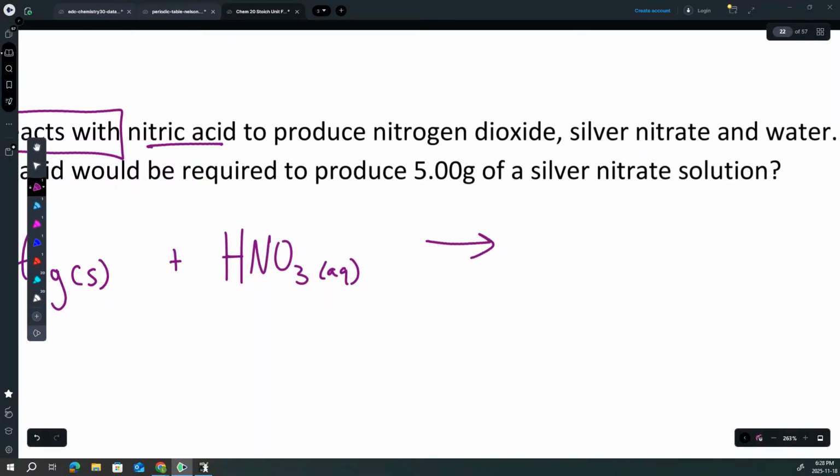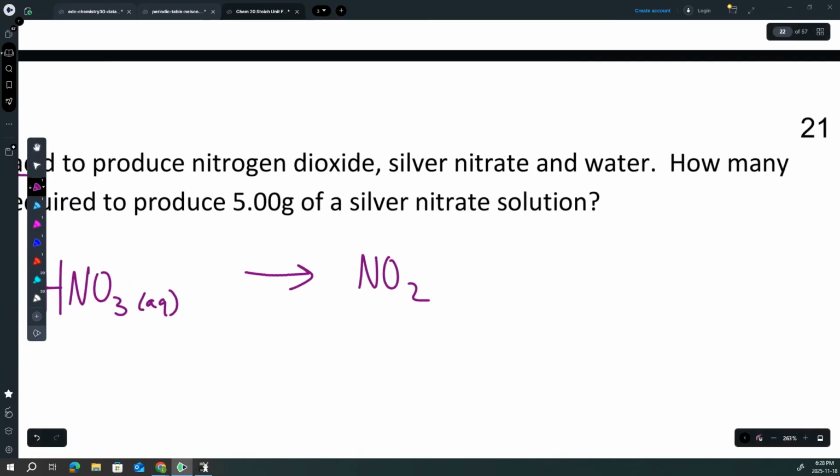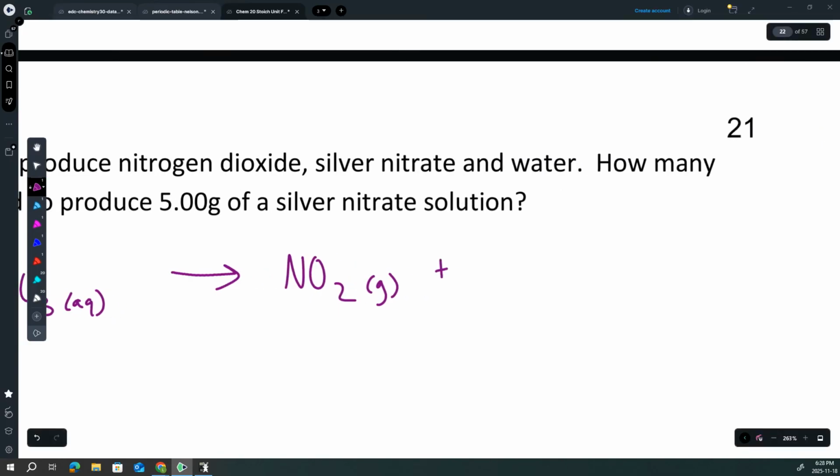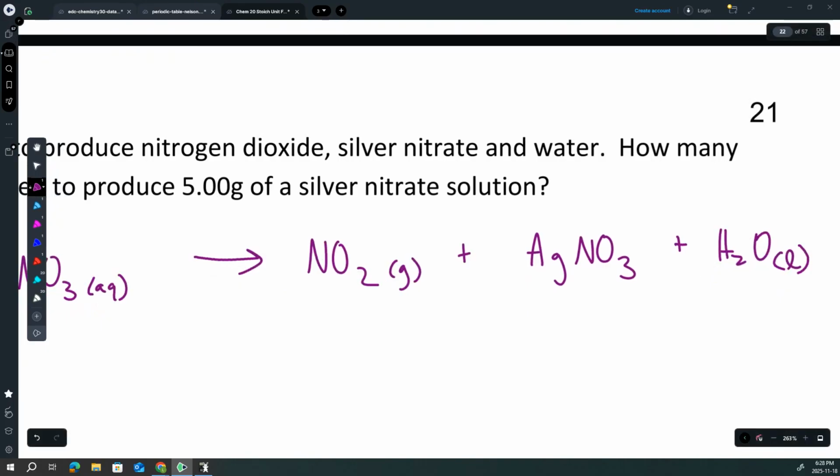Okay, now it says it's going to produce nitrogen dioxide, which is a gas, plus silver nitrate. So silver has a +1 charge, nitrate has a -1 charge. It's already balanced. Okay, and water, which I'm going to write as H2O this time. You could write it as HOH if you really wanted to.